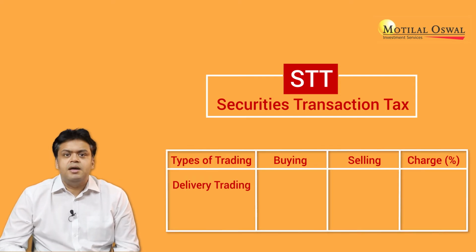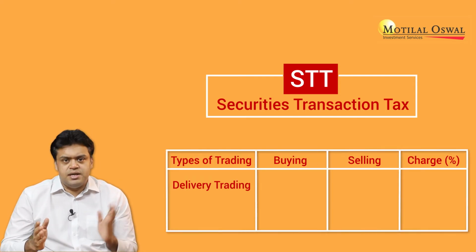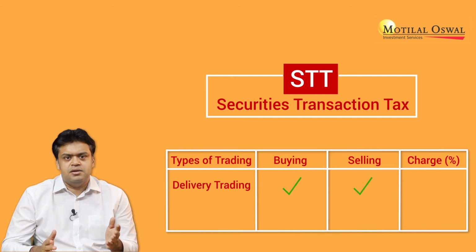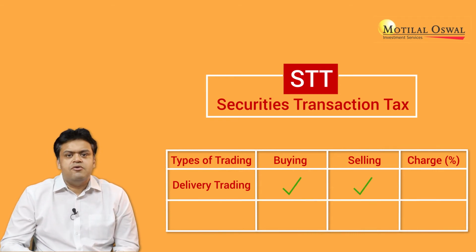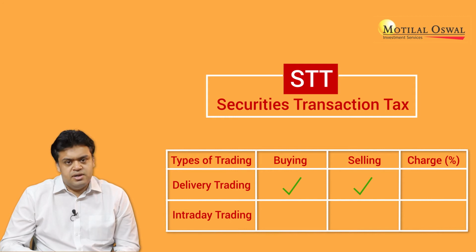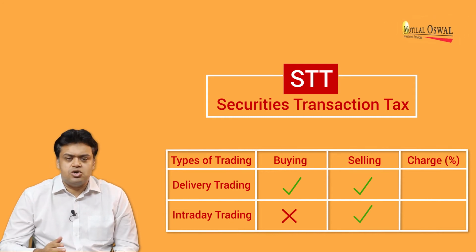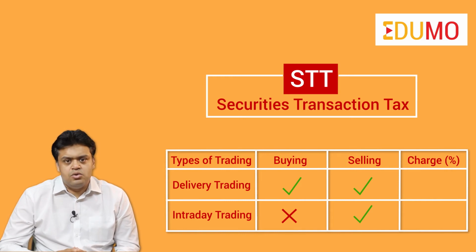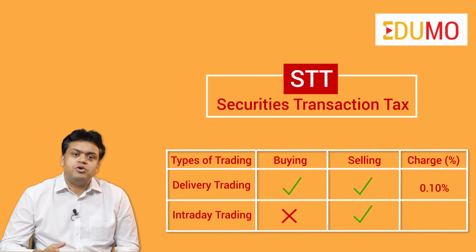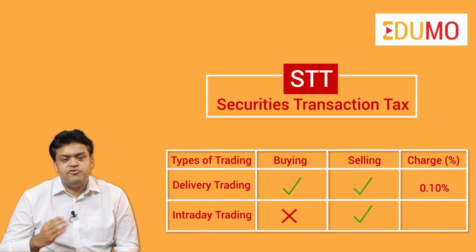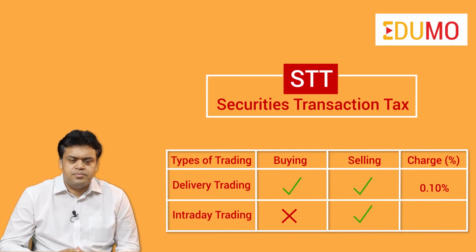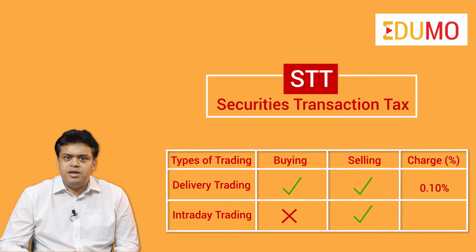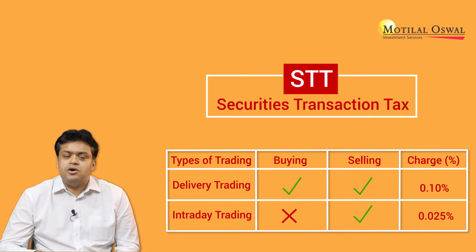For delivery trading, STT is charged on both sides, buying and selling. On the other hand, for intraday, STT is levied only when one sells the stock. For delivery trading, the STT is around 0.1% of the total transaction in case of both buying and selling. Whereas for intraday, the STT charge is around 0.025% on the sell side.